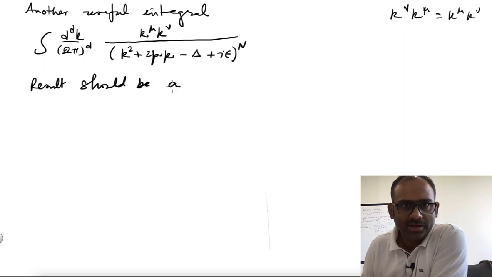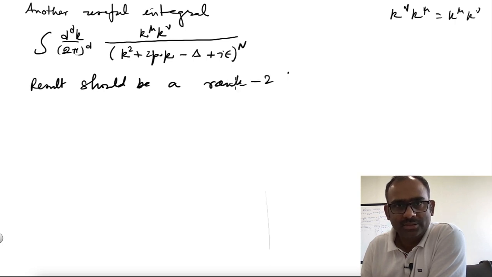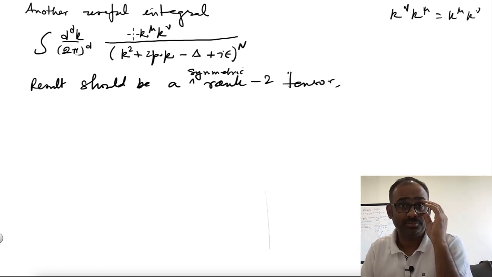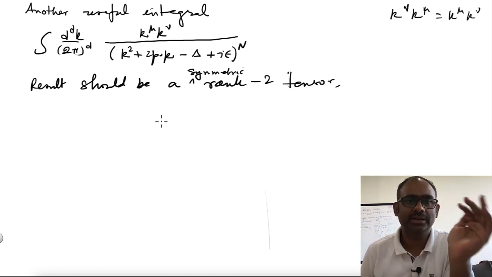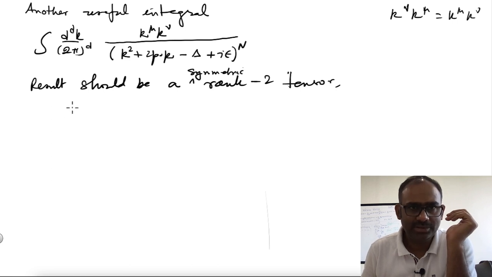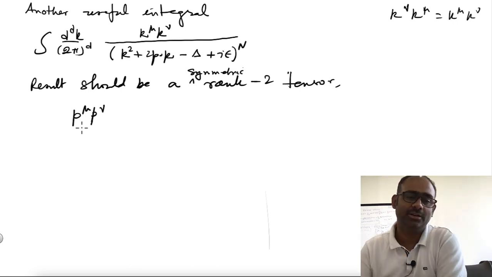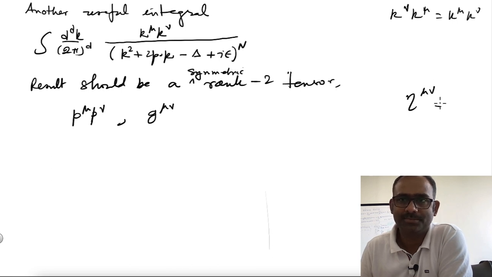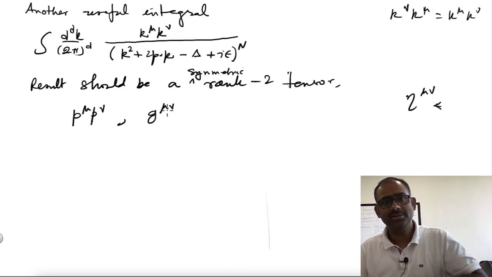So the result should be a symmetric rank 2 tensor. That is one thing I know from here. Now, what are all the possible rank 2 tensors available to us when we are doing this integral? Given that the result can depend on p, we have p^μ p^ν, which is symmetric under interchange of μ and ν. There is another rank 2 tensor which is always available, which is g^μν, or better I should call it η^μν, but let me call it g^μν. That is your metric tensor, which is always available.